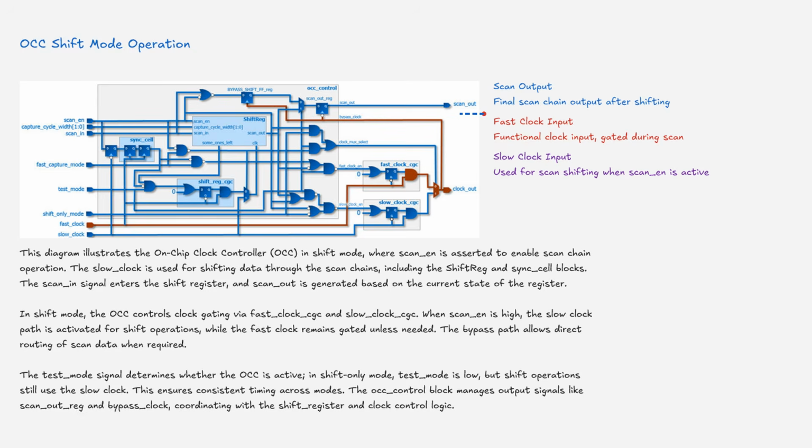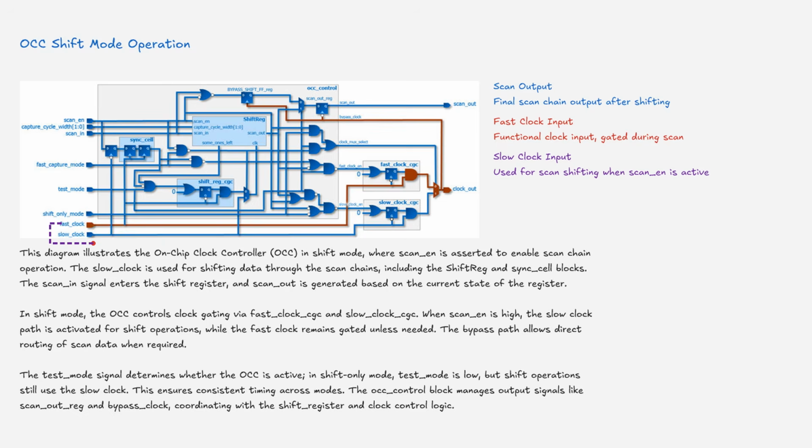This diagram illustrates the on-chip clock controller, OCC, in shift mode, where scan enable is asserted to enable scan chain operation. The slow clock is used for shifting data through the scan chains, including the shift register and sync cell blocks. The scan-in signal enters the shift register, and scan-out is generated based on the current state of the register. In shift mode, the OCC controls clock gating via fast clock gating control and slow clock gating control. When scan enable is high, the slow clock path is activated for shift operations, while the fast clock remains gated unless needed. The bypass path allows direct routing of scan data when required.